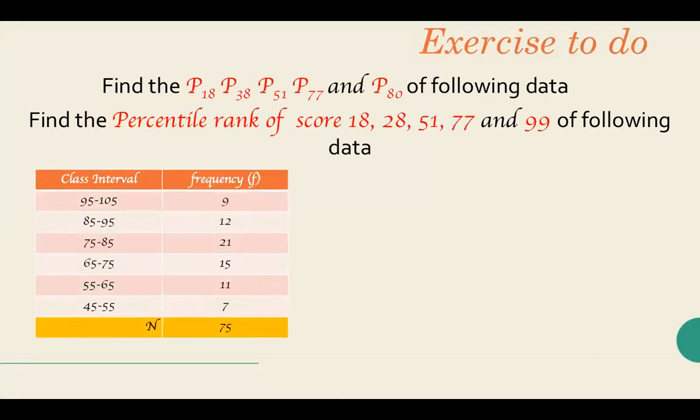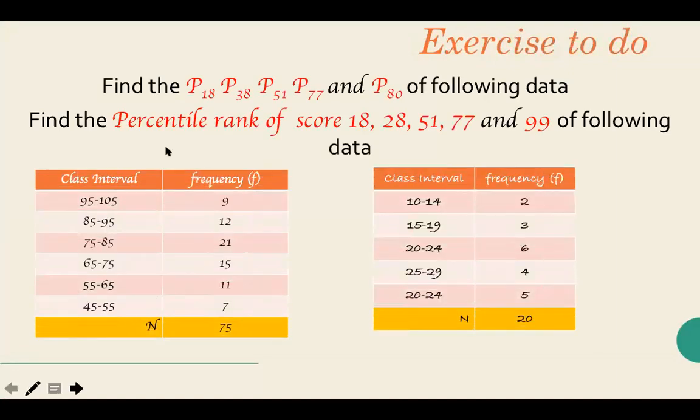Here's an exercise for you to do. You have to find the percentile 18, percentile 38, percentile 1, percentile 77 and percentile 80 from these two data sets. Here it will be one set and here it will be another. And also you have to find the percentile rank of the score 18, score 28, score 51, score 77 and score 99 from these two data sets.